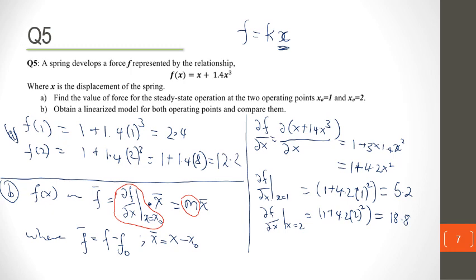So we have obtained the linearized models then. At x0 equal to 1, the linear model is going to be f bar is equal to 5.2 x bar. At x0 equal to 2, the linear model is going to be f bar is equal to 18.8 x bar. So this becomes our answer for the linear models.